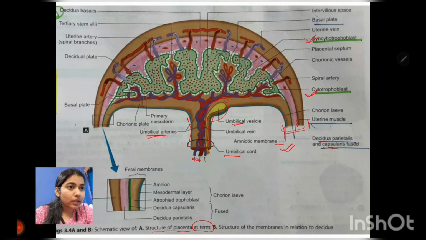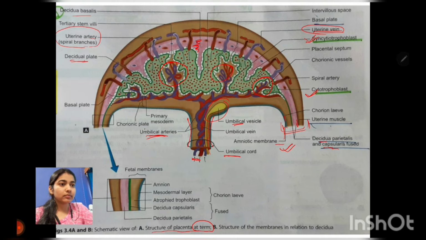Intervillar space is where the maternal blood is, and in the villi the fetal blood is present. So this is a villus in which the fetal blood vessels are present, and this is the intervillar space in which the maternal blood is. Decidua basalis, you can appreciate here, and this is the decidual plate. Uterine artery spiral branches are from the maternal side, and the uterine vein is of maternal origin.